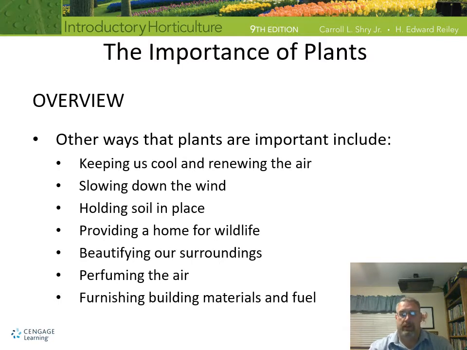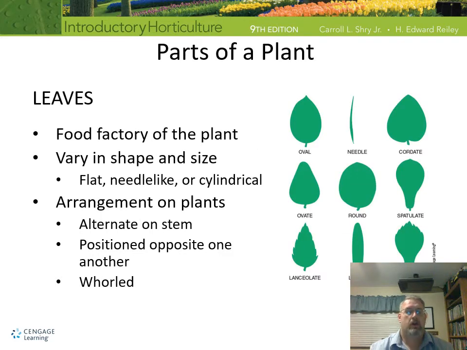Wherever you're watching this lecture from would not be possible without plants. So the first part of the plant we're going to speak about is the leaves. This is where the food is produced. This is where the photosynthesis happens within the plant. There are varying shapes and sizes of leaves. There are flat, there are needle-like or cylindrical type leaves.